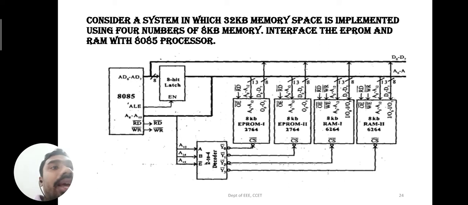Basically, an RD bar signal is given to ROM and it will have a data output only, whereas the RAM card will have a bidirectional data bus. That means data can be fed into the RAM, or it can be taken from the RAM card. It has got read bar and write bar pins as it is a RAM card.